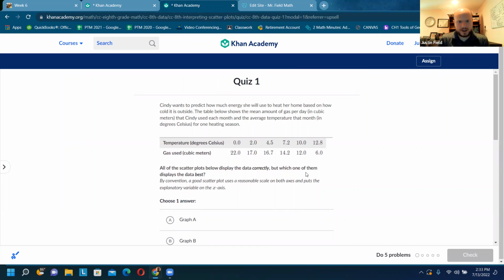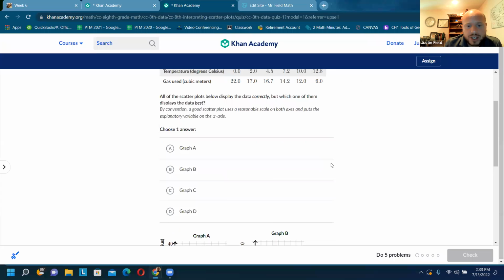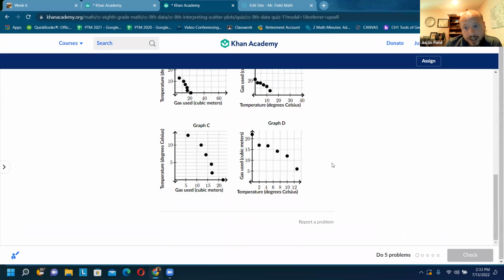Cindy wants to predict how much energy she will use to heat her home based on how cold it is outside. The table below shows the mean amount of gas per day in cubic meters that Cindy used each month and the average temperature that month in degrees Celsius for one heating season. All of the scatter plots below display the data correctly, but which one of them displays it best? A lot of information, but actually it's not that hard.